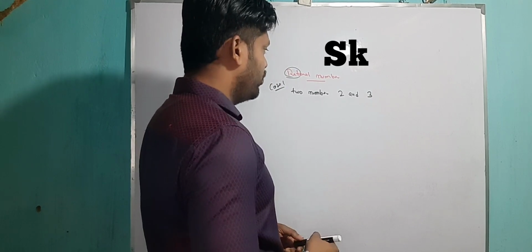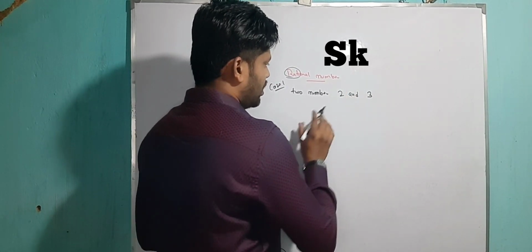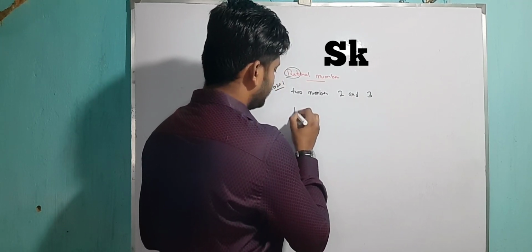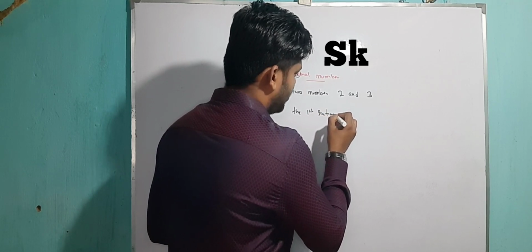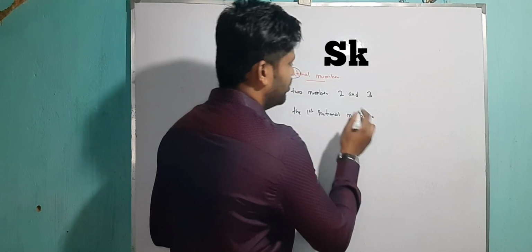So what I have to do is insert one rational number. So what you will do, to find the rational number, you will add them and divide by 2.